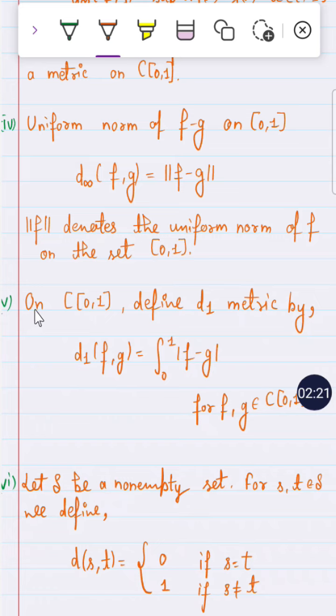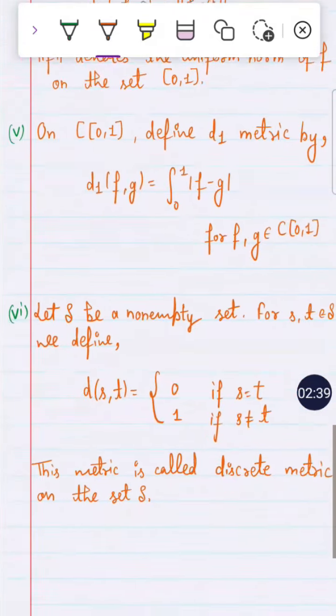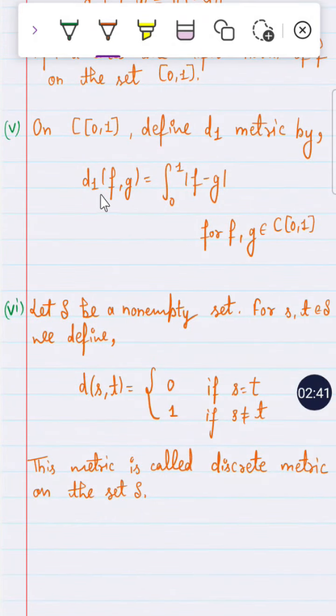Now the fifth example is that on this space C of closed interval 0, 1 we define the D1 metric by D1 of f, g, which is equal to the integral from 0 to 1 of mod of f minus g. Functions always have integral properties, so we have to use integral properties to prove this space is a metric space on C of closed interval 0, 1. This metric space is the most important metric space.